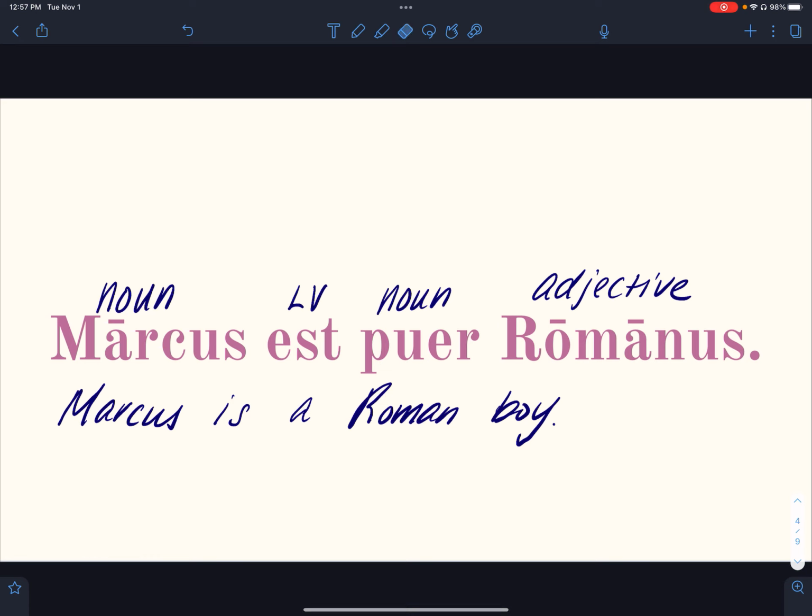Okay. No, I'm a barbarian. You are a barbarous. Barbarus. Clinton es puer barbarus. Okay, any questions so far, or does this kind of make sense? As Claire stares out the window, thinking about her life choices.